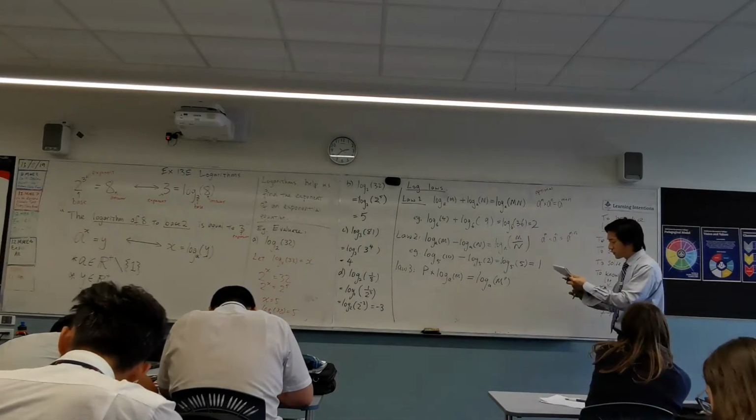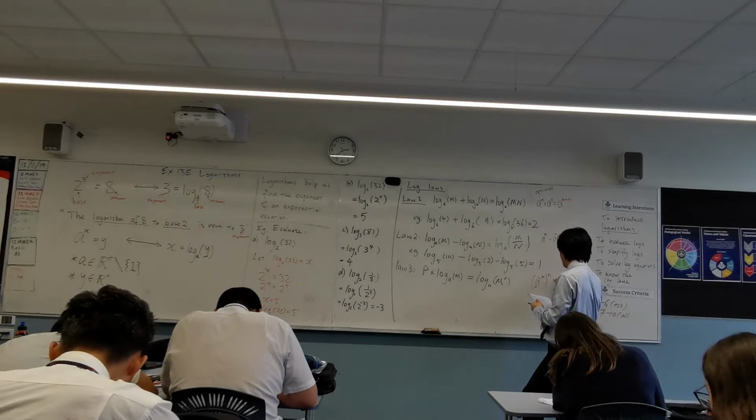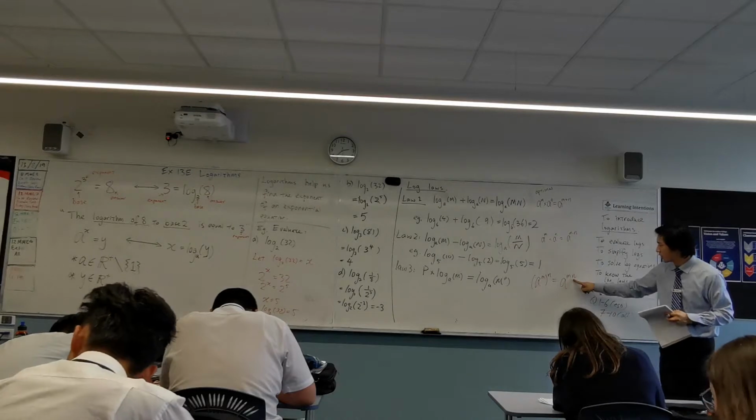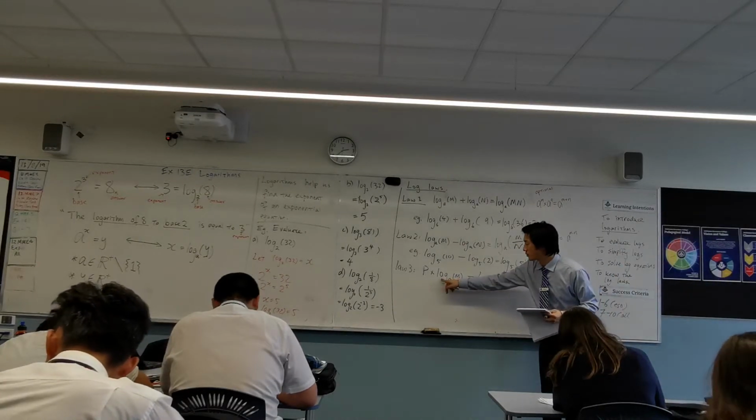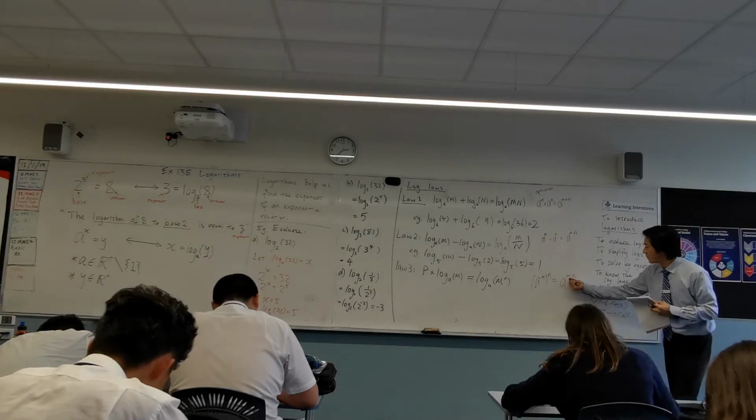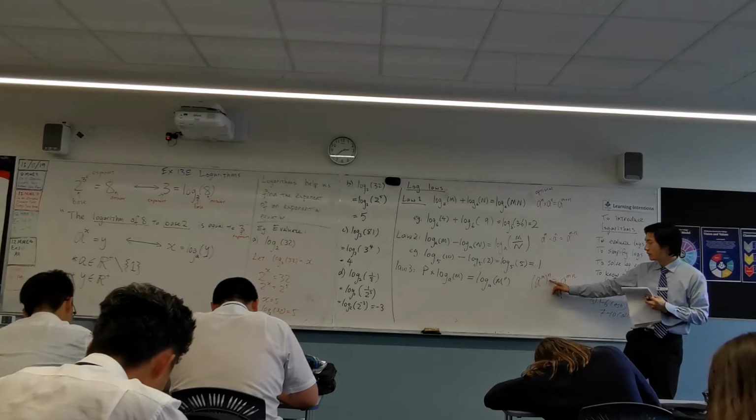Once again, this is related to index laws. a to the power of m to the power of n is the same as a to the power of mn. If we're multiplying two logs, because that p multiplied by a log, you can consider that p acting like a log. If they're being multiplied together, that's the same as one log raised to the power of another log.